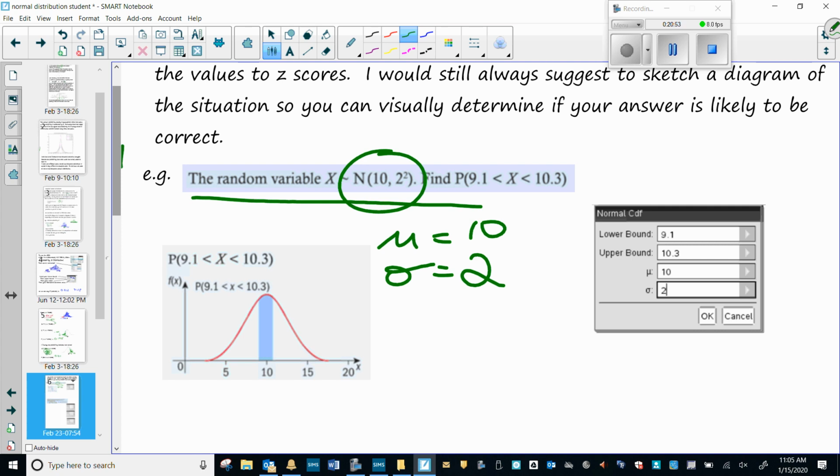They want to know the probability between 9.1 and 10.3. So in this case, no longer are you going to do a sketch with 0 in the middle. Your value in the middle now is going to be 10. So that's where this is a fancier one. Our 10 is in the middle, and we want between 9.1 and 10.3. 9.1, hopefully you will appreciate, is on the left, and 10.3 is on the right. So we're finding that probability there.